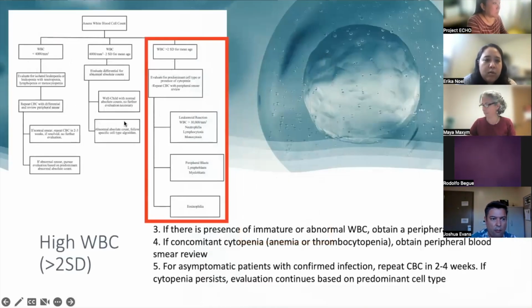And for the opposite end, with an elevated white blood cell count greater than 2 standard deviations, if there is presence of immature or abnormal white blood cells, it's important for us to get a peripheral blood smear. And if there is a simultaneous cytopenia, such as anemia or thrombocytopenia, it's also important to get a peripheral blood smear. And then lastly, for asymptomatic patients with a confirmed infection, repeat in 2 to 4 weeks. If the cytopenia persists, evaluation continues based on that predominant cell type.